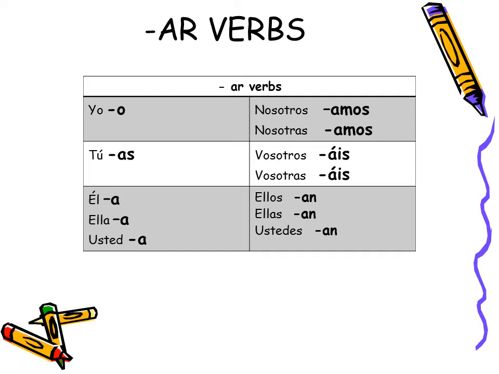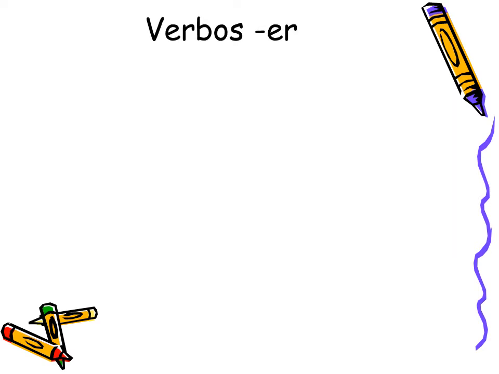Well, now we're going to learn about ER verbs and IR verbs. Now, with verbs in ER, we follow the same steps. We drop the ending and then we add the correct ending. And that's the only thing we have to go over, which is the different endings.